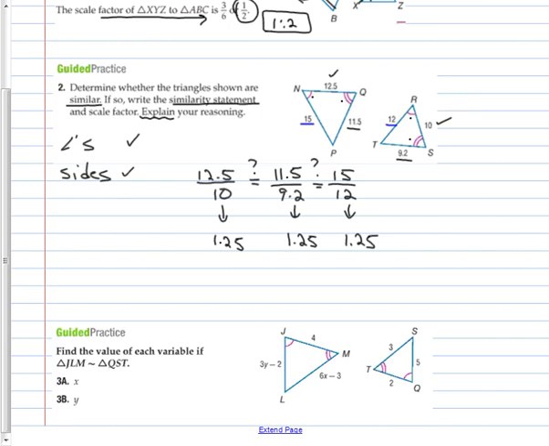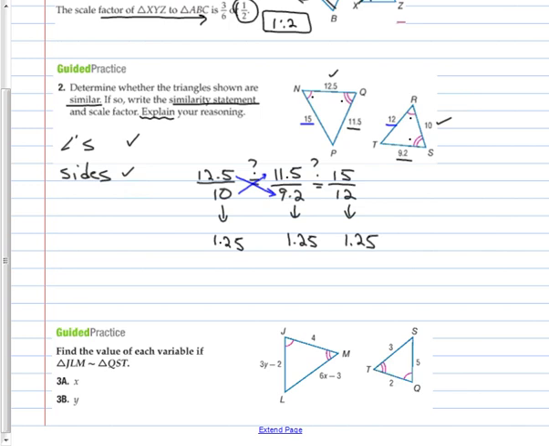How did we solve something like this? We took the cross products, didn't we? And what do we know about the cross products? They must be equal to each other. That is another way I can check. Why don't you come back here, and I want you to multiply 12.5 times 9.2. What do you get? 115. Multiply 10 times 11.5. You can do this in your head. What do you get? 115. I know those are equal to each other.